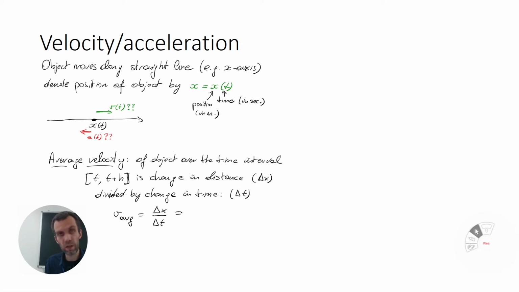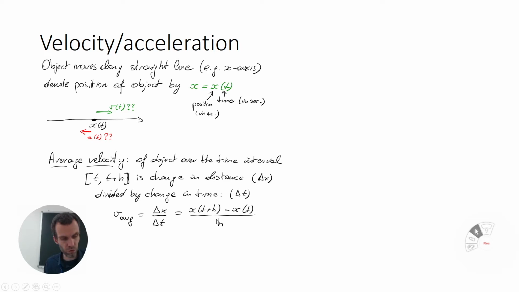And we can make that more explicit because here we speak about the time interval t to t plus h, so it's x at t plus h minus x of t divided by h. And you can already see the expression for a derivative coming in here, and that's not a coincidence.